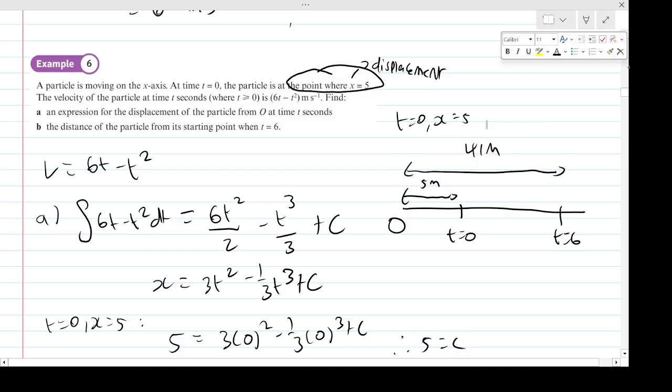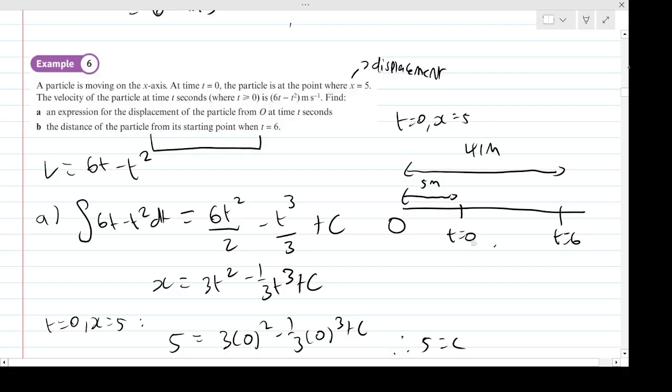But that's not what the question wants. The question's asking for the distance from its starting point, okay? From its starting point is here. So it actually wants this distance here from its starting point at t=0 until t=6. So this distance here, well, how can we work that out?